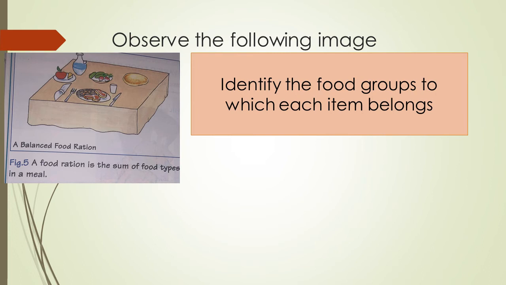So in this figure, we have water, we have bread, we have rice with meat, we have apple, we have cucumber, we have radish, we have milk. So I want you to identify the food group to which each item belongs. Think, then answer. And remember, we have three types of food groups.